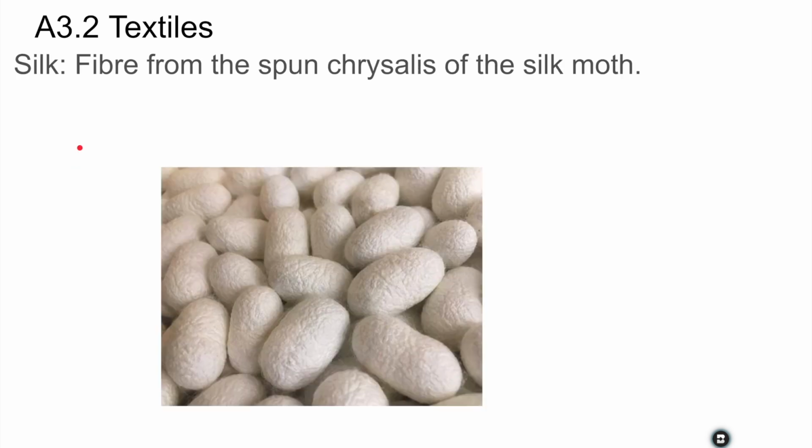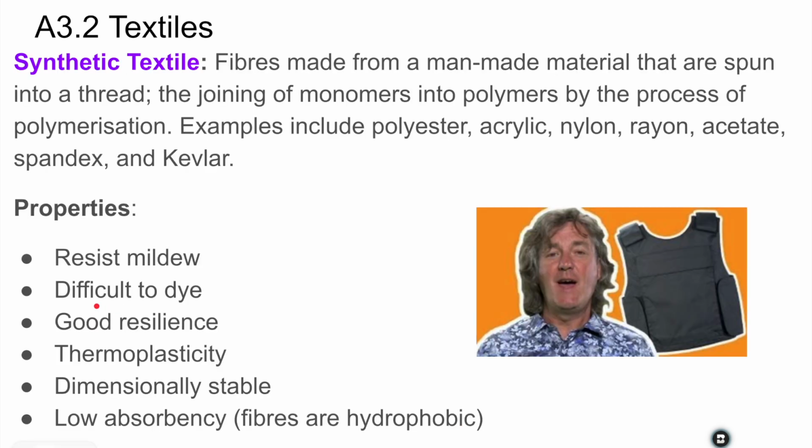Silk is a fiber that's spun from the chrysalis of a silk moth. A silk moth will turn from a caterpillar into a moth, and it spins a cocoon around itself. When it does that, it spins one very long fiber. When they unwind these fibers, they can get a very long fiber, which they then spin into thread and then weave into cloth. Synthetic fibers are man-made materials that are spun into thread. The joining of monomers into polymers is the process of polymerization. We already talked about that.